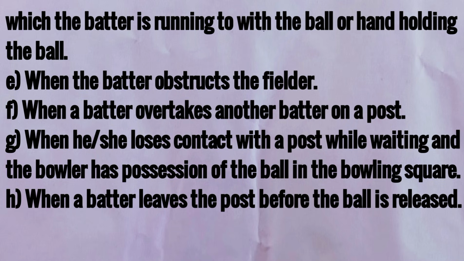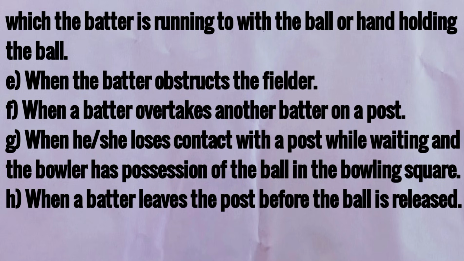Then also when he or she loses contact with a post while waiting and the bowler has possession of the ball in the bowling square, then you are out. When the bowler has the ball in the bowling square, you as a batter must be on one of the posts. If you are in between the posts, you are out. Then, when a batter leaves the post before the ball is released, you have to leave the post when your teammate who is batting hits the ball. That's when you leave the post.